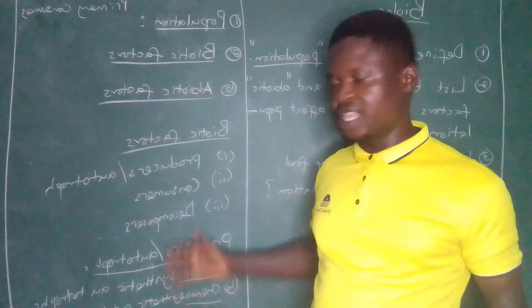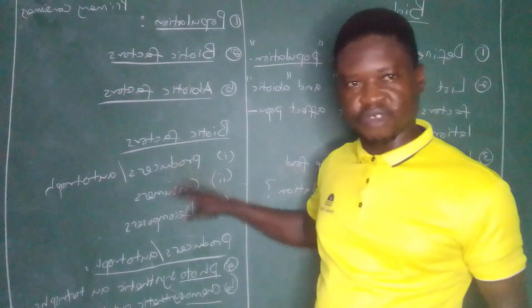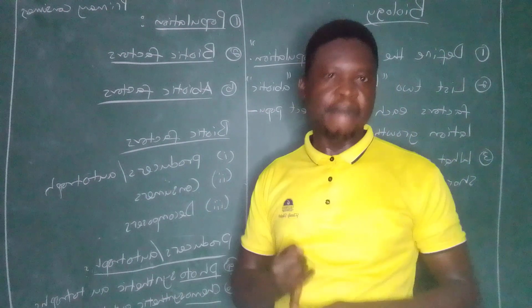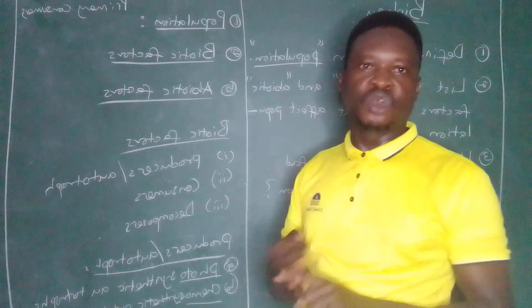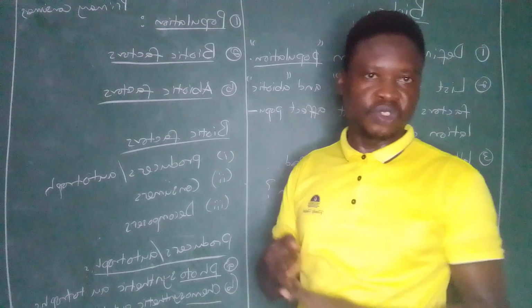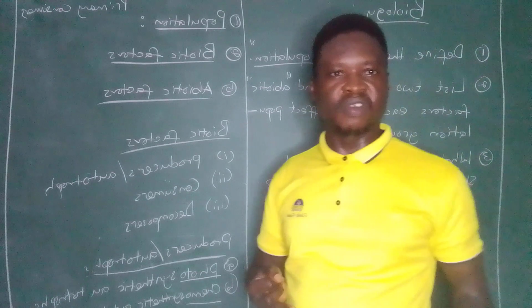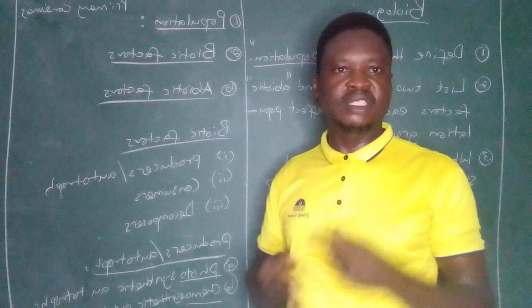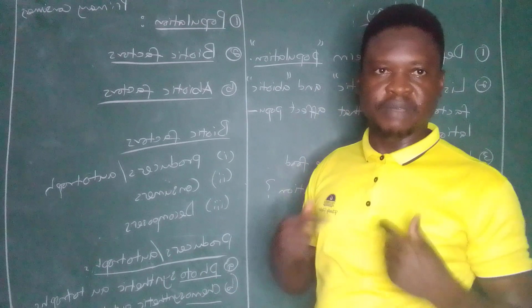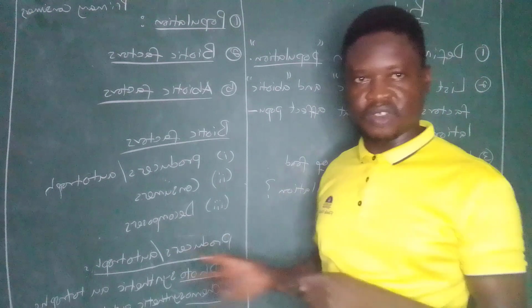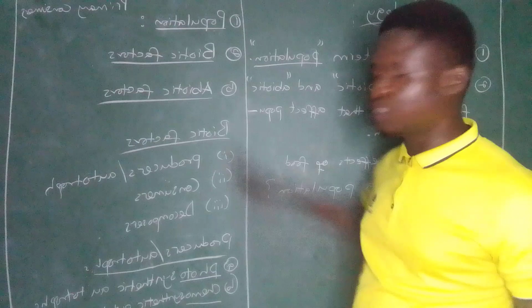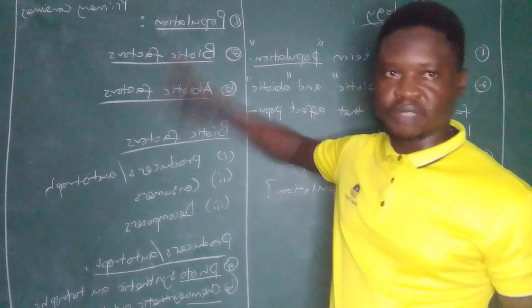Human beings are examples of what? Omnivores. We can eat plants, that is producer. We can eat goats, a herbivore or primary consumer. We can kill a lion, we can kill a dog and eat that dog. That dog is what? A secondary consumer. So that makes us what? Tertiary consumer, which is also known as what? Omnivores.